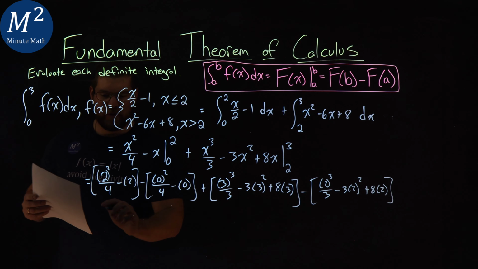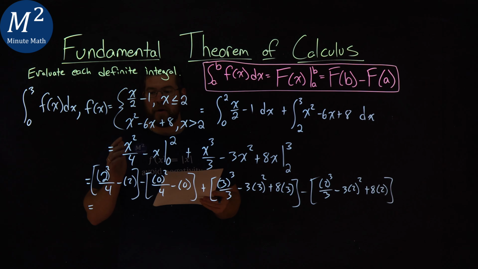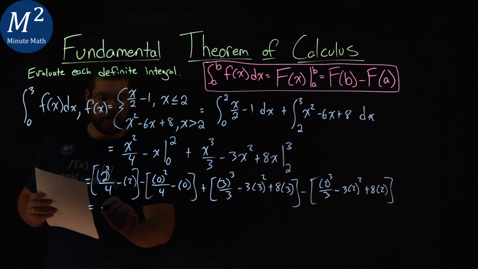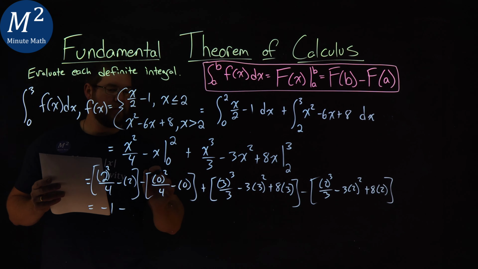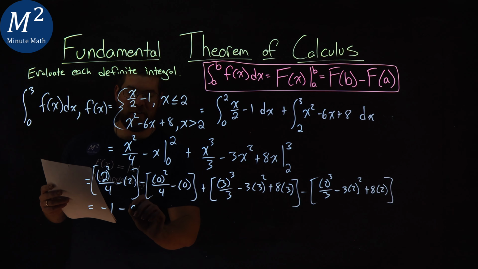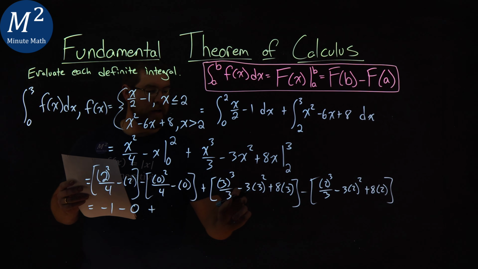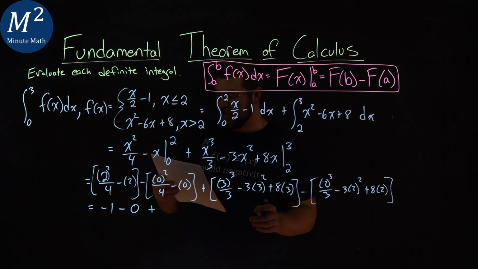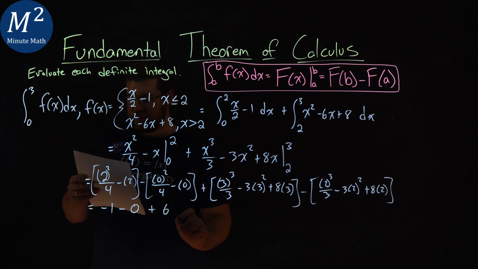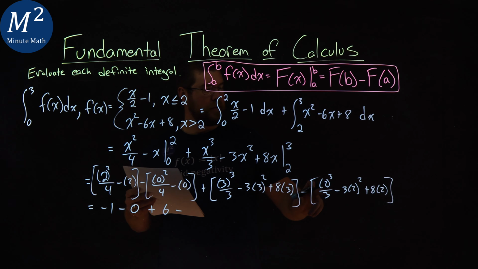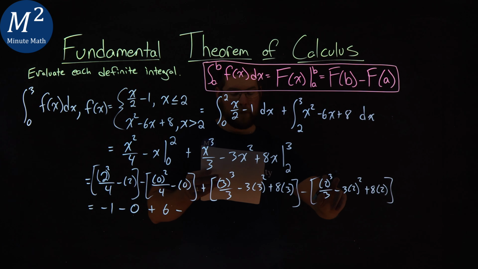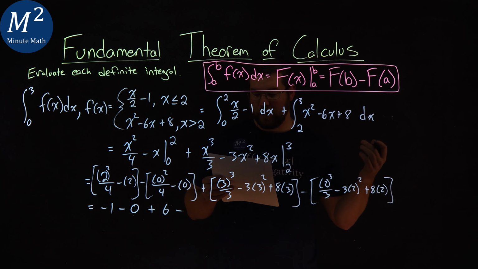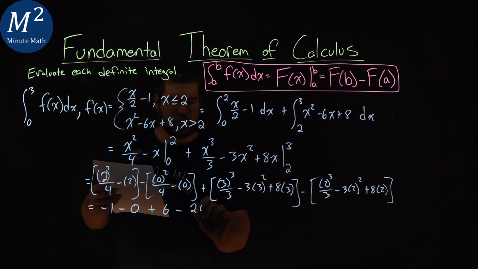Well, luckily I did all the hard work for you. 2 squared over 4 minus 2 comes out to be -1. Minus 0 squared over 4 minus 0 is 0. Plus 3 to the third over 3 minus 3 times 3 squared plus 8 times 3 is a good old 6. And then subtract 2 to the third power over 3 minus 3 times 2 squared plus 8 times 2, which is a good old fraction, 20 over 3.